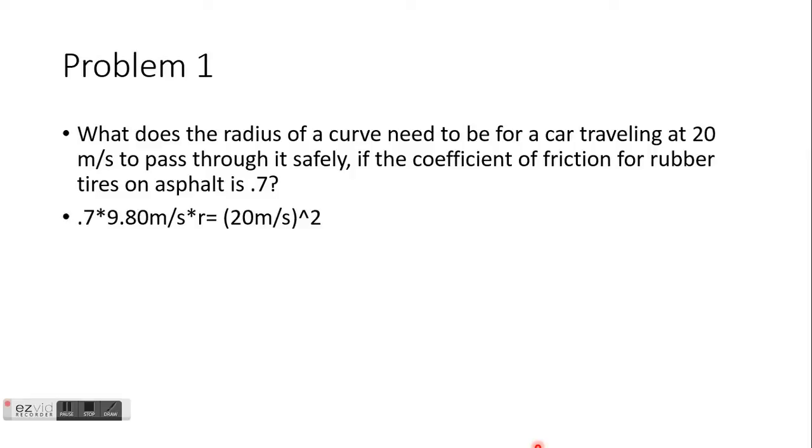And if we rearrange, cancel out mass on both sides, we'd say that 0.7 times 9.80 meters per second squared, times r is equal to 20 meters per second squared. That should be squared, sorry. And so we divide by that, and we'd say that r is equal to 58.3 meters.